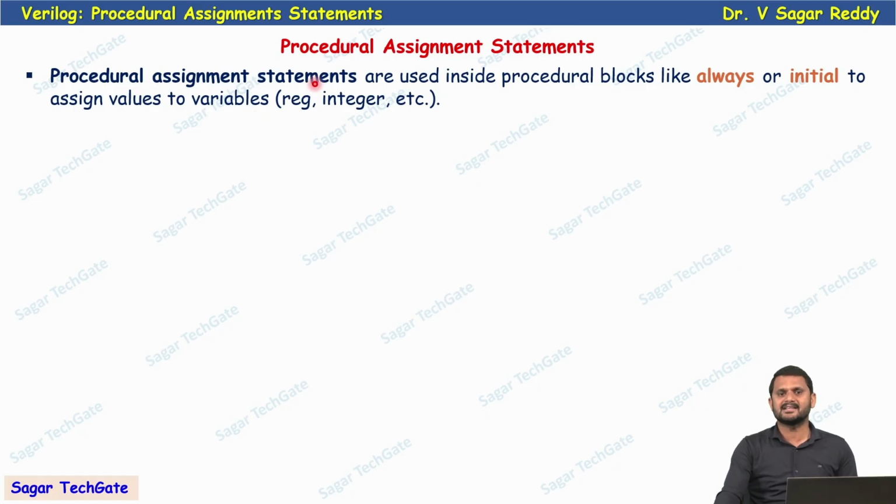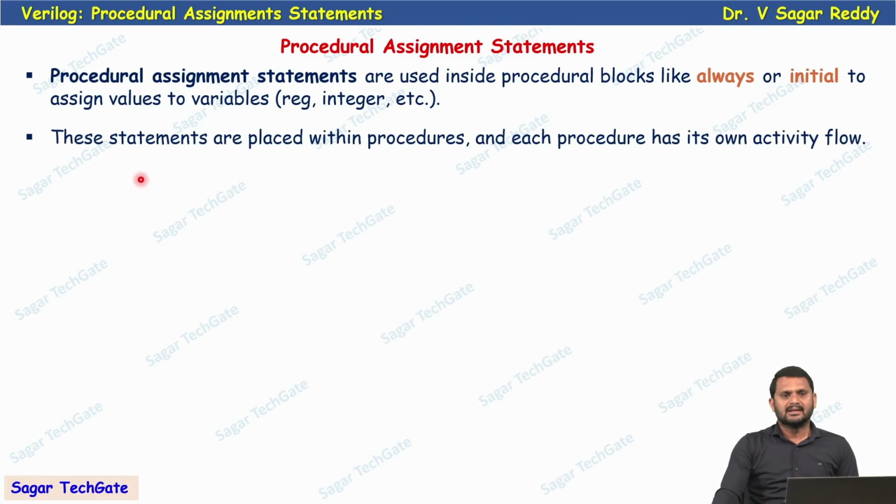Procedural assignment statements are used inside the procedural block, that means always and initial, to assign values to a variable, especially reg. These statements are placed within the procedure, and each procedure has its own activity flow. So we are placing these statements in one procedural block. What is one procedural block? We already discussed it in the previous video. It provides some activity, and each and every procedure has its own activity flow.